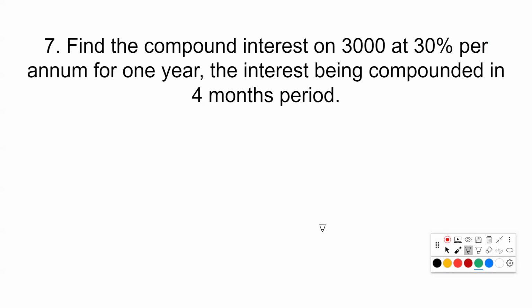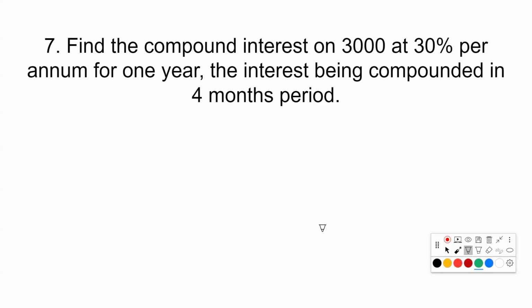Now, find the compound interest on 3,000 at 30% per annum for 1 year. Time period is 1 year. Principal is there, rate of interest is there, time is there, interest being compounded in 4 months period. How to calculate interest? When to calculate? At the end of 4 months, you have to calculate interest. So will you apply yearly formula here? Definitely not. Will you apply half yearly formula here? Definitely not. Will you apply again quarterly formula here? Some students might say yes, but it is no.